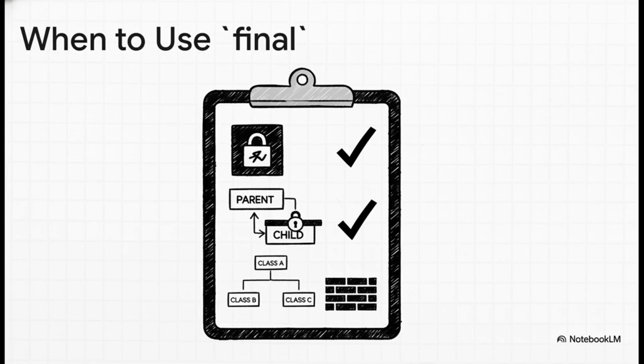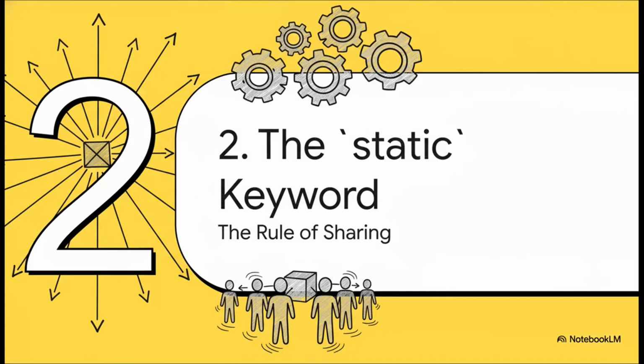So, when should you use final? Well, anytime you need to put your foot down and enforce a strict, unchangeable rule. If you want to make sure a value never changes, a method is never overridden, or a class is never extended, final is your tool. It's all about making your code predictable and super safe. Okay, that's final. Now let's switch gears to our next keyword, static.